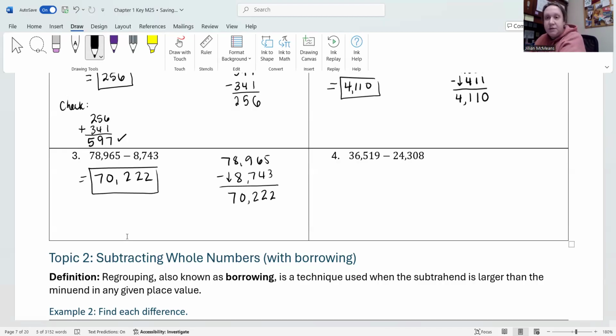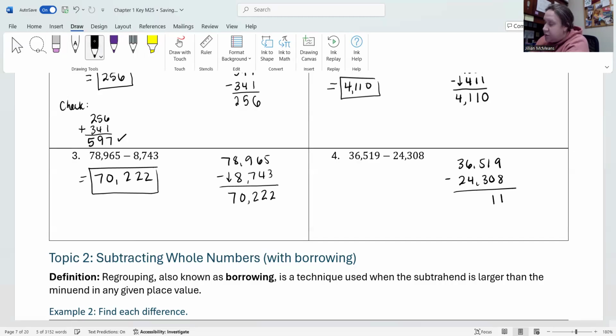One more for this video. We have 36,519 minus 24,308. So we write that vertically. Right-hand align, subtract column by column. 9 minus 8 is 1.